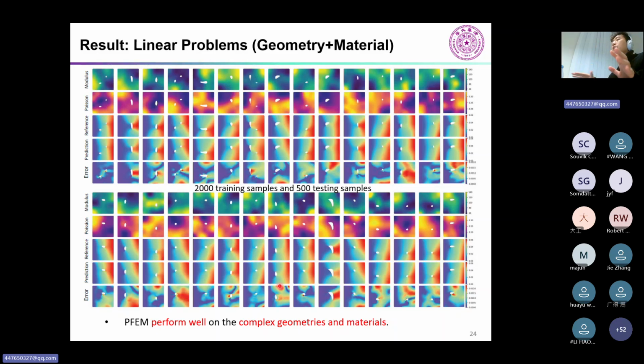Okay, so we increase the difficulty of this problem. We generate not only the geometry but also the material. The material is also from a Gaussian random field, like this picture. As you can see, the modulus distribution, the Poisson distribution, this is the reference, and this is our prediction. Our prediction is very close to the reference solution. The error is very small. We only use 2,000 training samples and 500 testing samples. So this numerical example verifies that PFEM can perform well on complex geometry and material problems.